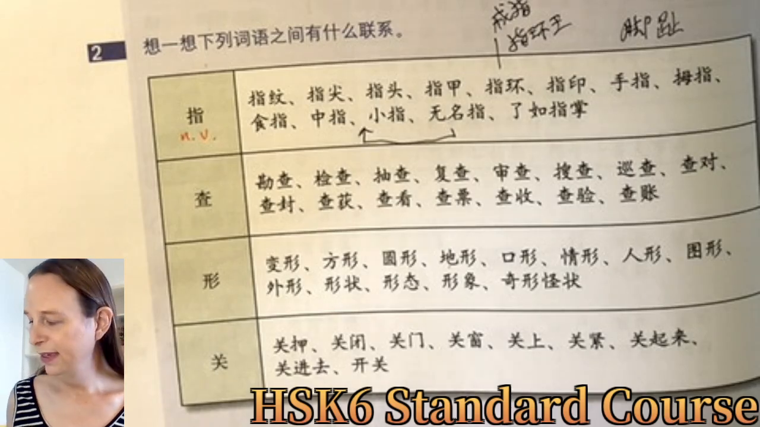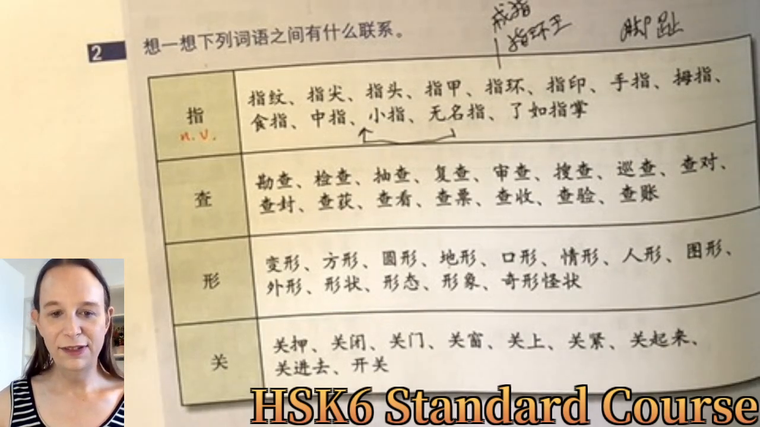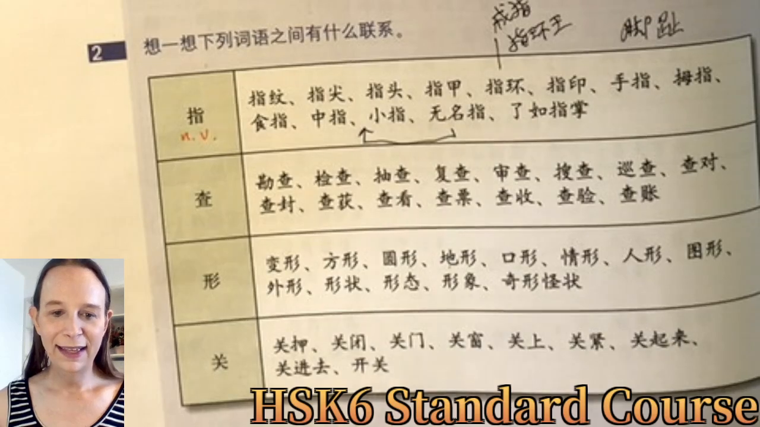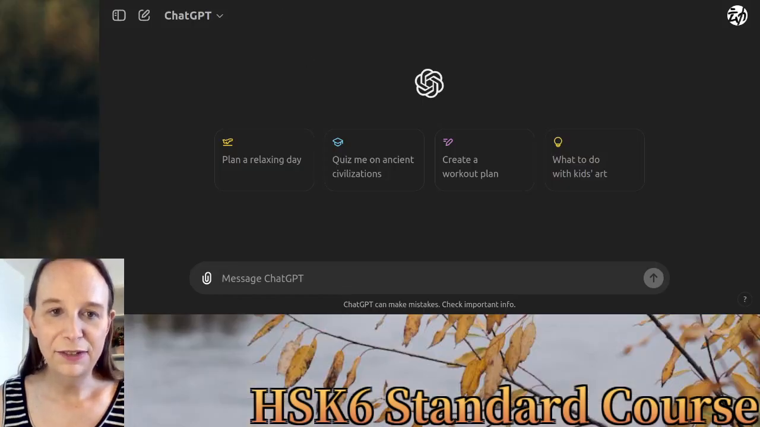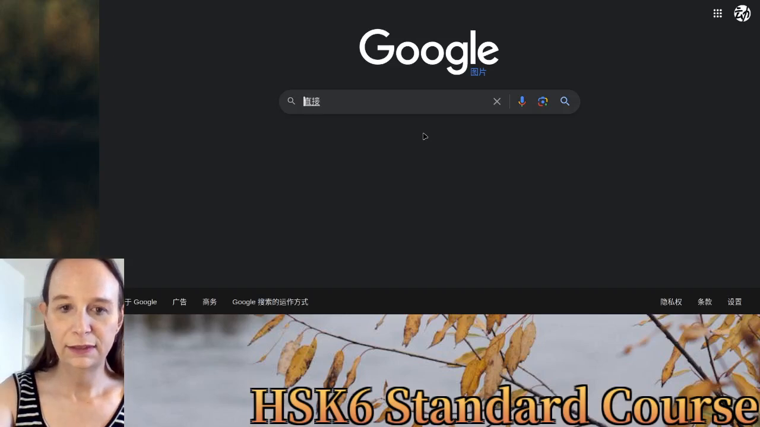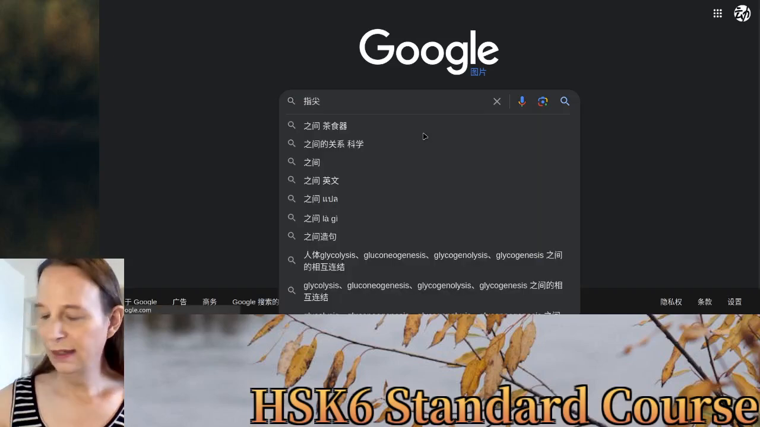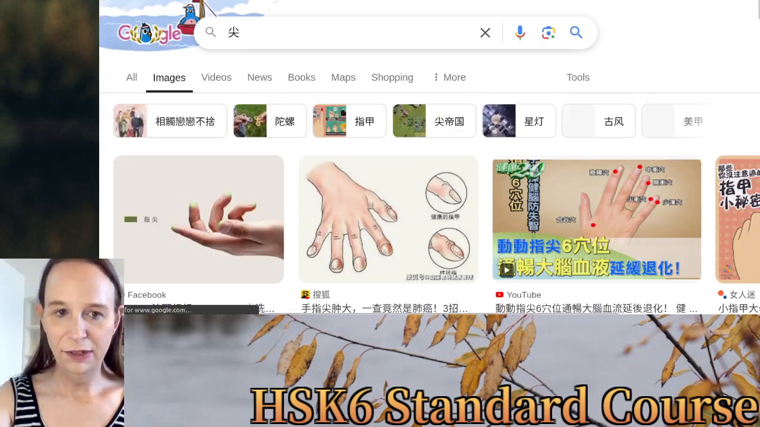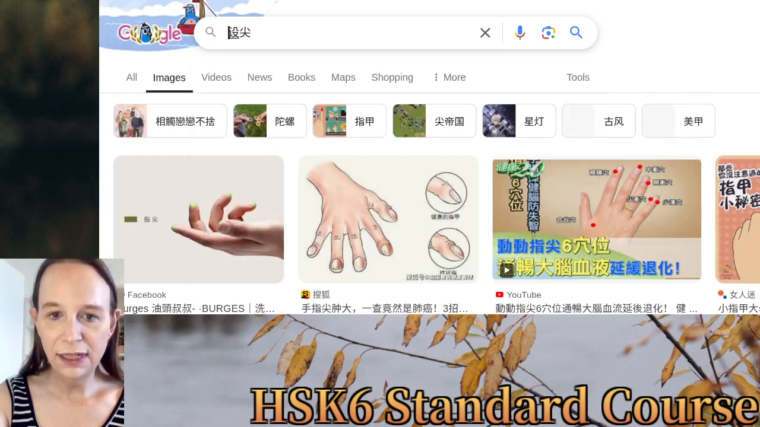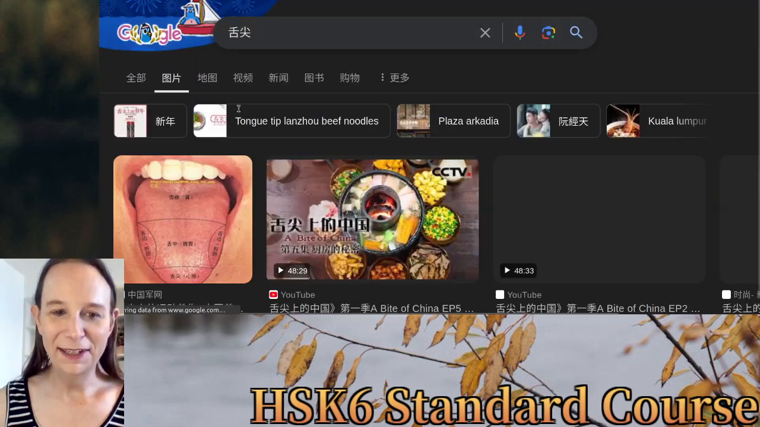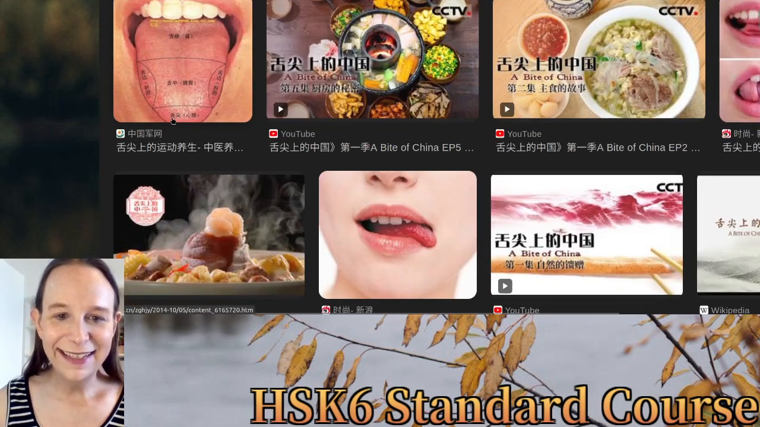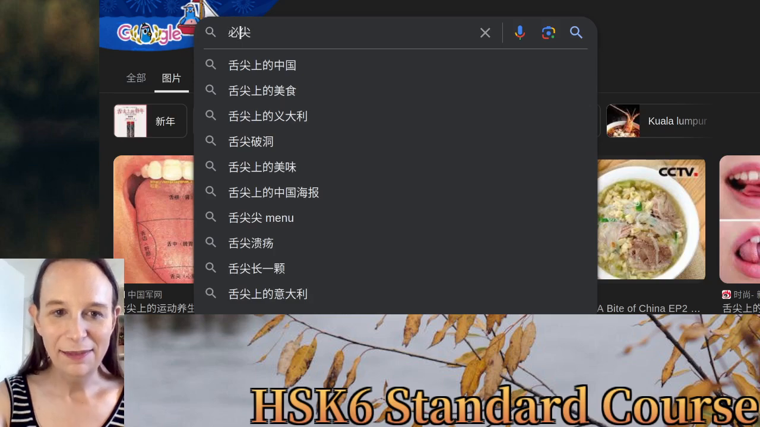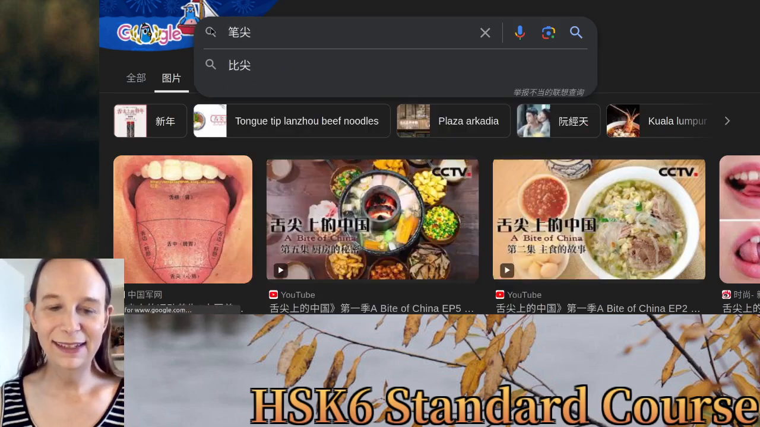尖 is the tip. So 尖 is used in quite a few cases, as a suffix, meaning the tip of something. Here it's the tip of your finger. 指尖. You can also say 舌尖, the tip of your tongue. 鼻尖, the tip of your nose. Tip of a pen.